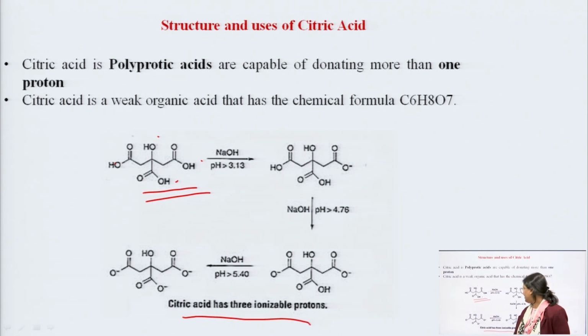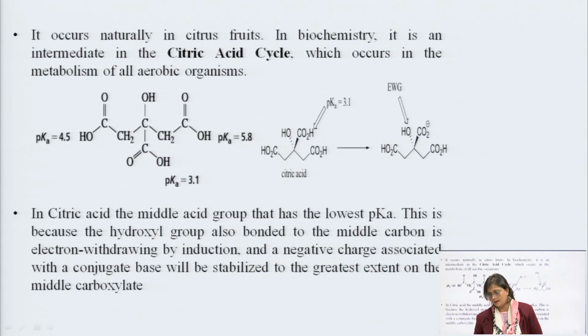Citric acid has 3 ionizable protons, which we can see here. It has 3 ionizable protons, which it can donate. It occurs naturally in citrus fruits. Biochemistry wise, it is used as an intermediate in the citric acid cycle, which occurs in the metabolism of all aerobic organisms.